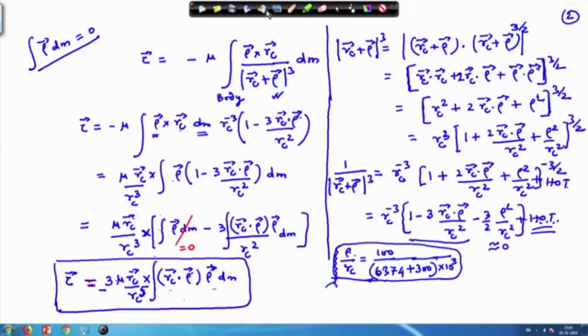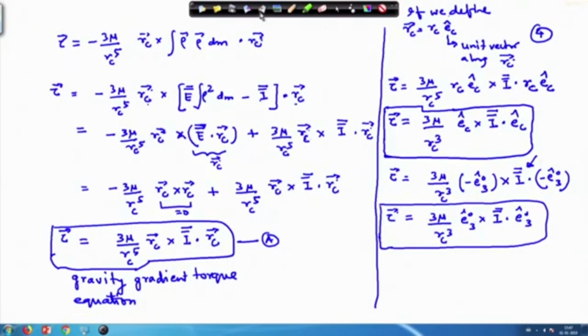For the time being, let me finish this. If you are writing in terms of the RC, you were using this RC vector, which you have replaced by the EC cap, the unit vector. So, from here we have transitioned to the orbital reference frame vector, which is along the z direction of the orbital frame. So, this is basically expressed in the orbital reference frame.